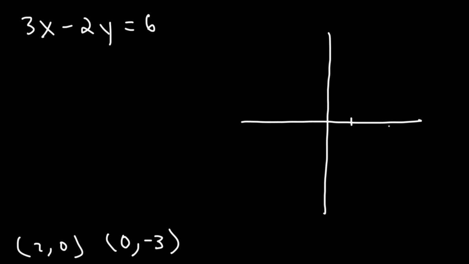So what we're going to do is plot the x-intercept, which is here. It's 2 comma 0. And then let's plot the y-intercept. The y-intercept is 0, negative 3. So now let's connect these 2 points with a straight line. And that's all you need to do in order to graph a linear equation in standard form. Let's try another example. So let's say we have 4x plus 3y is equal to 12. Go ahead and graph that linear equation.